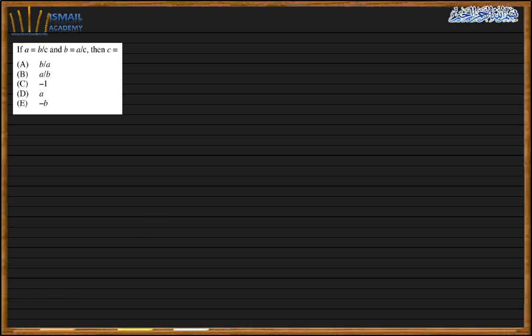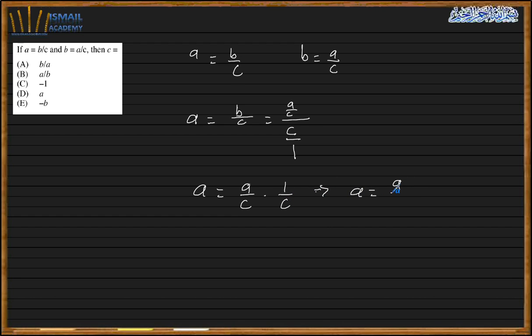Next, so if I have A equal B over C and B is A over C, so what's going to be C? So what I do here is I have A equal B over C and I substitute B by A over C. So this is going to be A over C over C, which is over 1. Then I will have A equal A over C times 1 over C, which means A equal A over C squared.